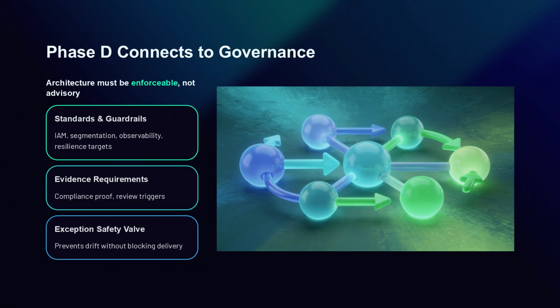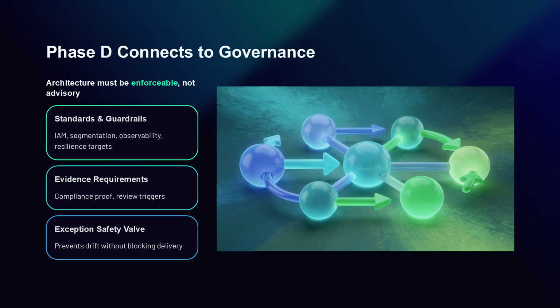With sprawl control understood, you connect phase D back to governance because technology direction must be enforceable. You translate technology architecture decisions into standards and guardrails such as identity and access requirements, network segmentation expectations, observability baselines, integration principles, and resilience targets. You define what evidence is required to show compliance and what triggers deeper review.